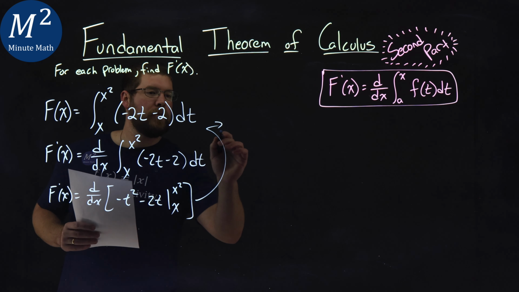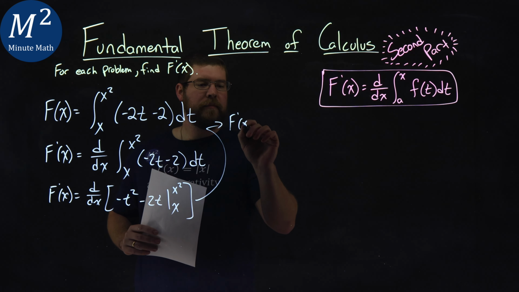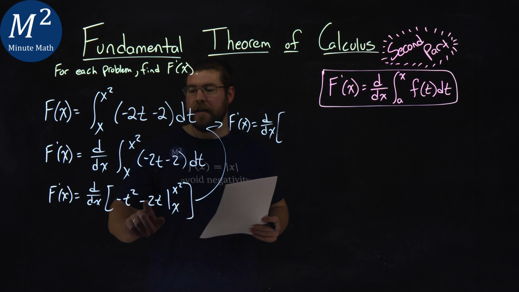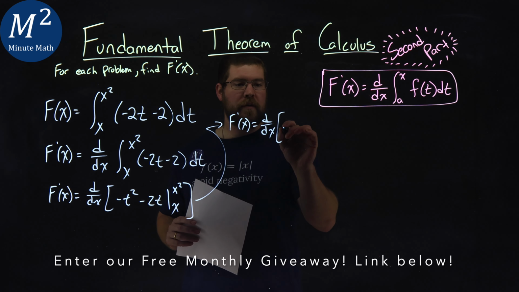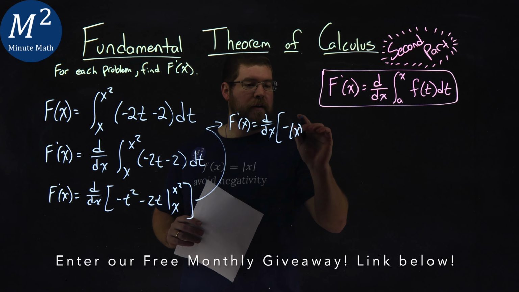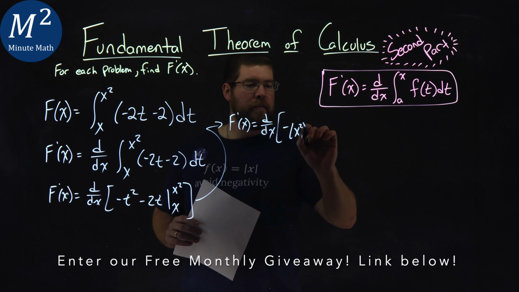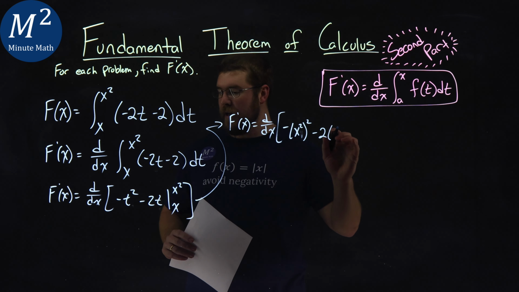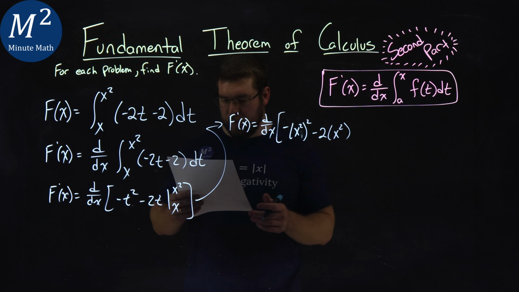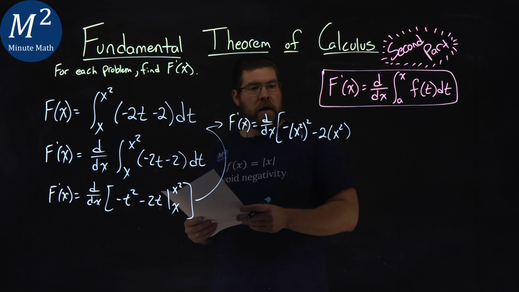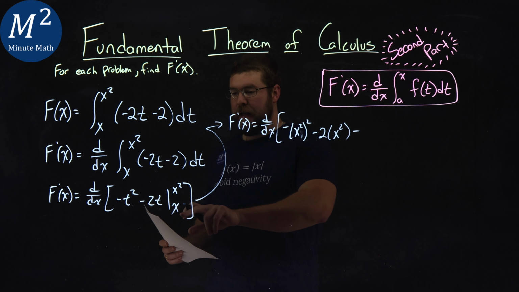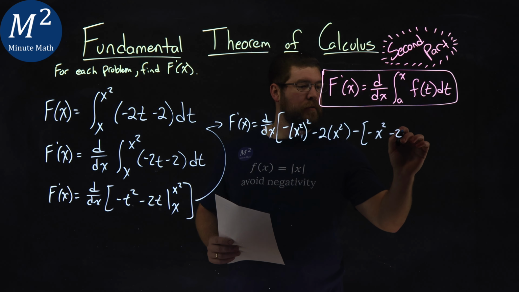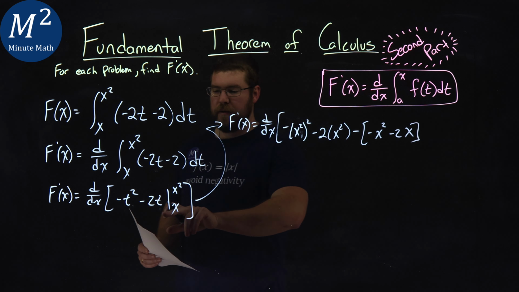All right. So we have some more room here. F prime of x now is equal to d over dx of, we'll first plug in x squared for t here. So to do that, we have a negative (x squared) squared, and then we plug in x squared for that t, minus 2 times x squared. Okay, make sure I'm on the right track, yep. Then we need to subtract that and we plug in x for t. So we have a negative x squared minus 2 times x. Okay, for the second part right here. Alright.